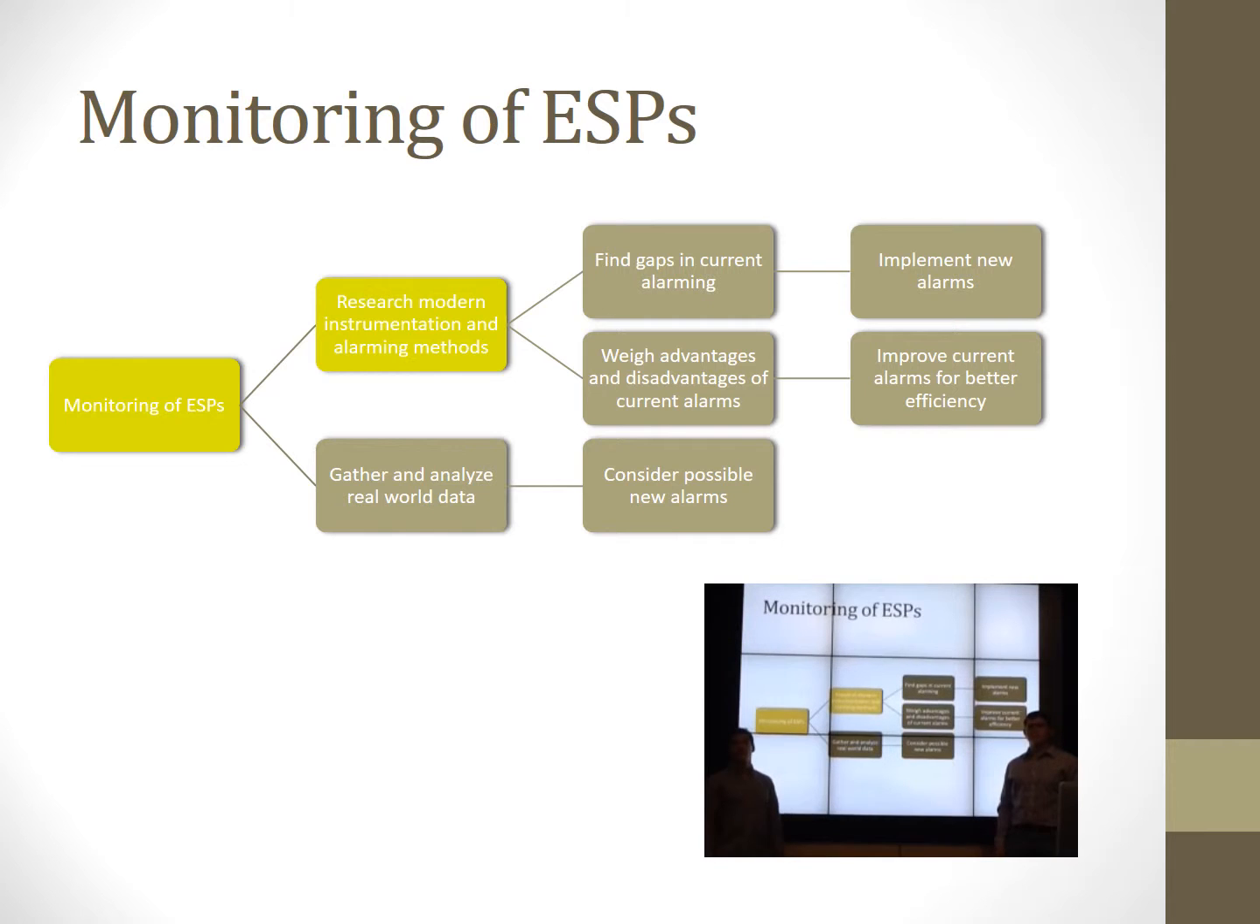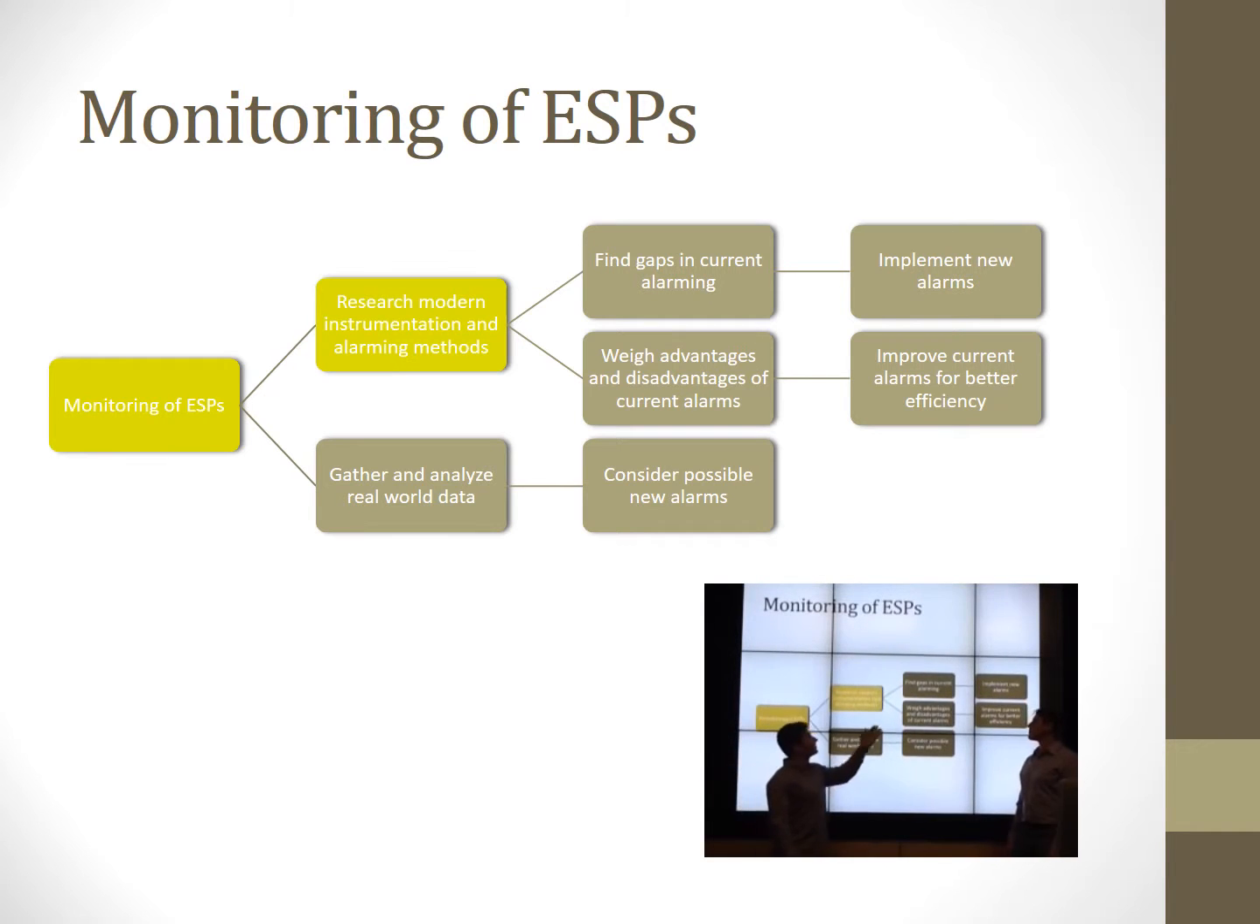The second half of our presentation is going to be on the monitoring of ESPs. So far, we began by researching some modern instrumentation and alarming methods. After this, we will branch out by finding gaps in current alarming and therefore attempt to implement new alarms to cover those gaps. Also, we will weigh the advantages and disadvantages of current alarms in order to improve these alarms for better efficiency. In addition to this, we will be gathering and analyzing real-world data in order to consider possible new alarms that we can implement.